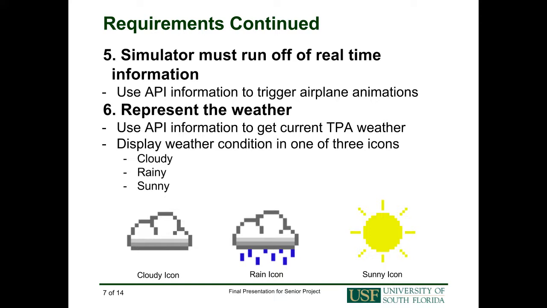Now moving on to our other requirements, number 5 being that our simulation must run off the real-time information gathered from the Tampa International Airport. This is using an API of some sort to trigger the airplane animations that will be created in Unity. Finally, we have our 6th requirement, which is a current representation of the weather at the Tampa International Airport. This is the use of an API to gather information on the current weather condition at the Tampa International Airport. This must be displayed in one of 3 ways, based on the weather, each condition being listed below, first being cloudy, second being rainy, and third being sunny. These will be displayed somewhere in the simulation.